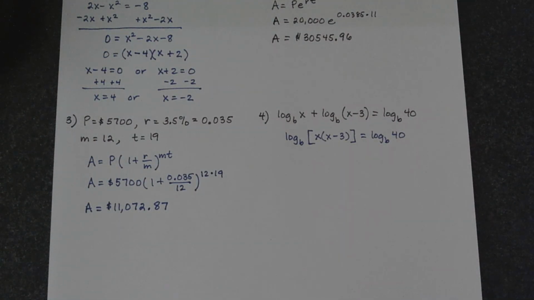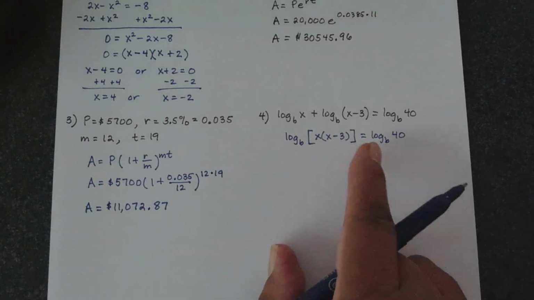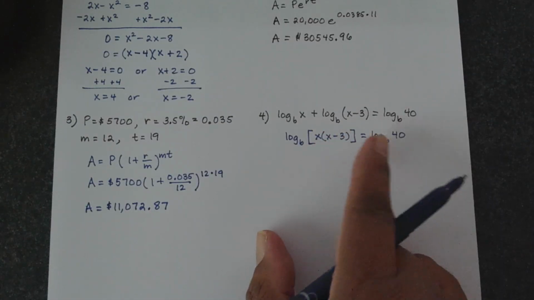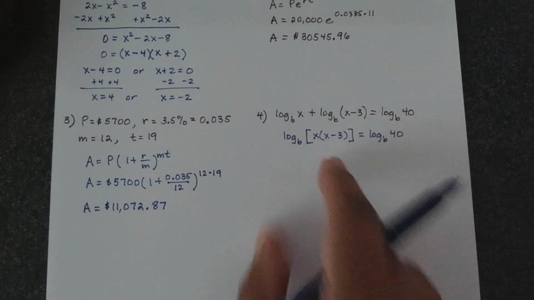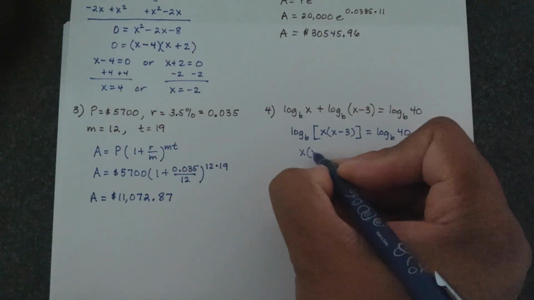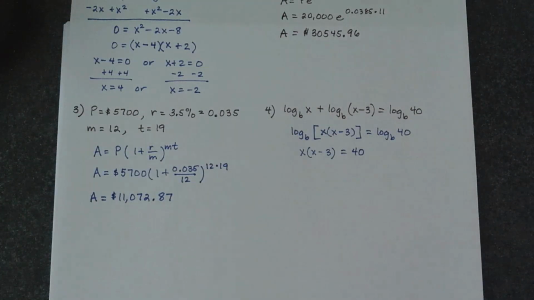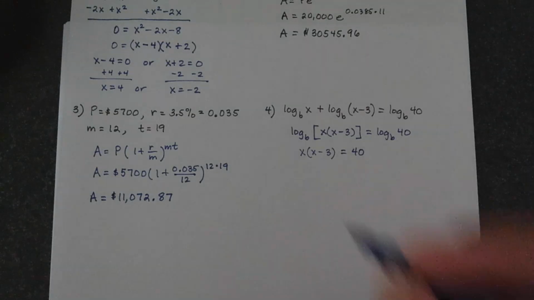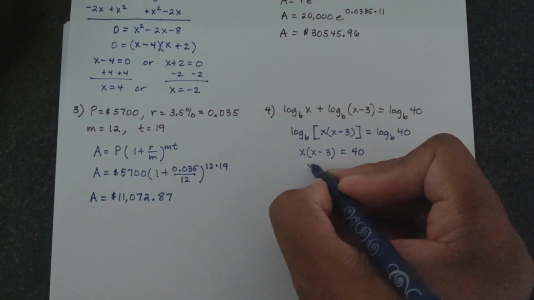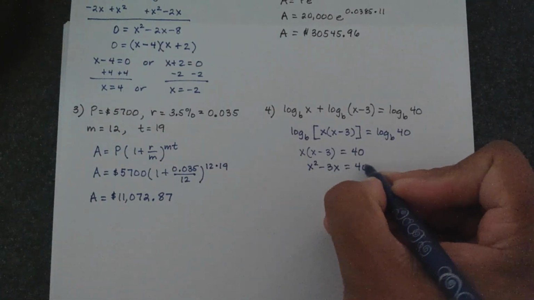And then we're going to use something called the one-to-one property. That means I got log to the base b on both sides of this equation. I can set this expression equal to that expression here. I can take that x times the quantity x minus 3 and set that equal to 40. And from here, we can simplify this by distributing the x over the x minus 3. Here, x times x, that's x squared, minus x times the 3 will be 3x is equal to 40.